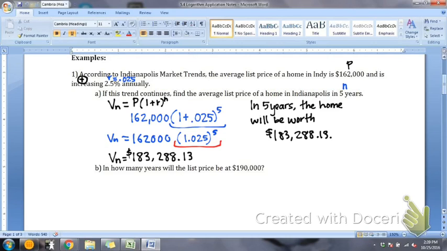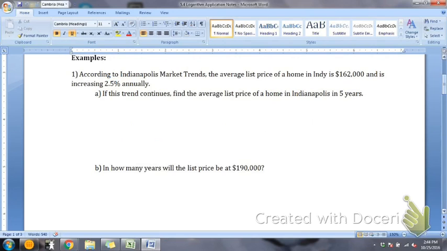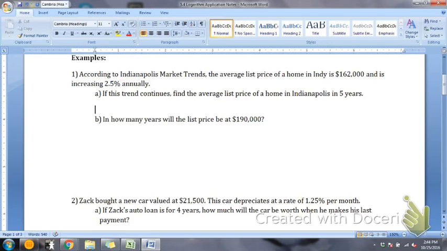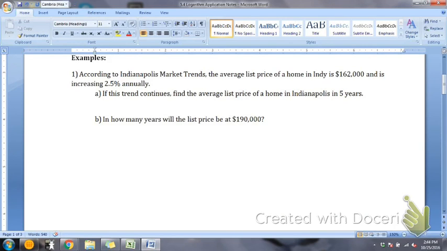There are multiple ways you could say this sentence. Okay, you don't have to say it just this one way. All right, any questions about that part? Just plugging things in. Okay? All right. Part B says, in how many years will the list price be at $190,000? So now they're asking me to use the same information in problem number one, but now we're going to actually find out how many years it'll take for the house to be $190,000.